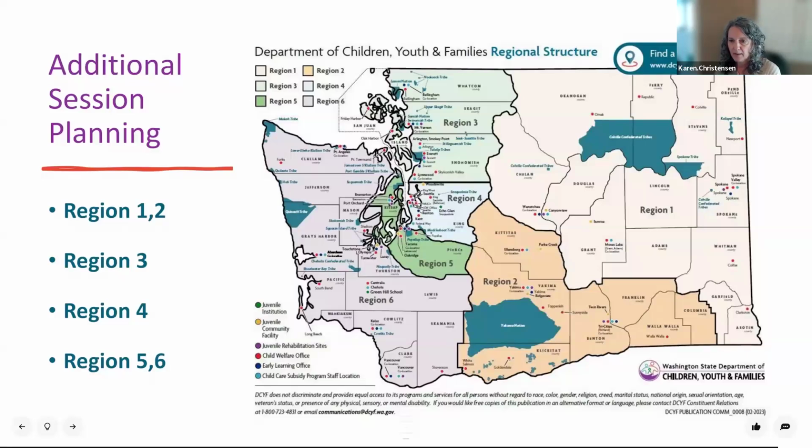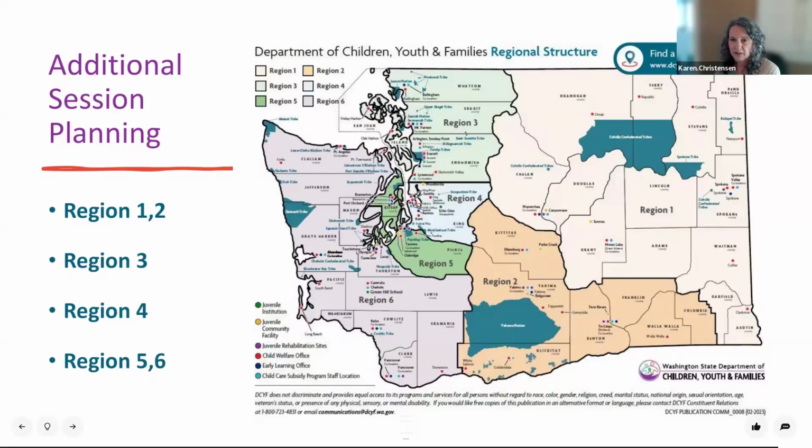So we have waited and have just learned that we can start to schedule those, and we're going to start doing that. Because there are so many providers in regions 1 and 2 that speak Spanish as their main language, we are going to do sessions in English and sessions in Spanish. And so all in Wenatchee and Spokane, they're planning English and Spanish ones. Spokane is planning center and family home ones. It just really depends on the office and what the makeup of providers is there.